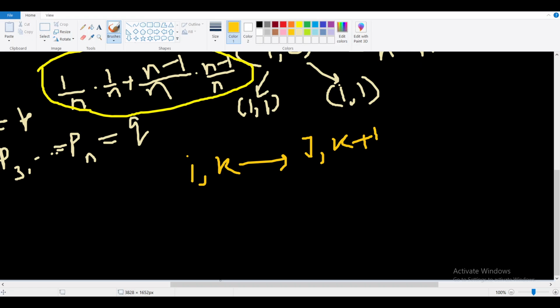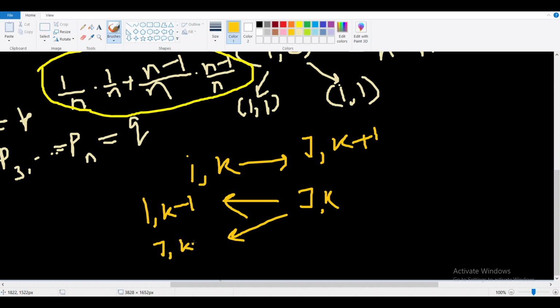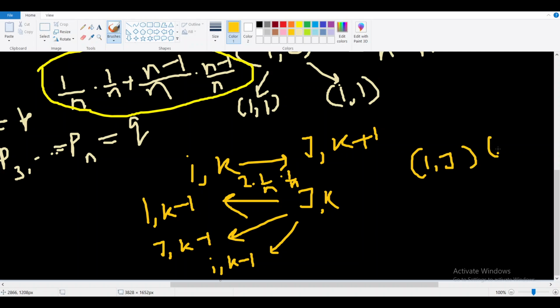So I'm back now. We are at some state, let's say j comma k. From where can we arrive at this state? We can arrive from 1 comma k minus 1, from j comma k minus 1, and from anything other than 1 and j, i comma k minus 1. The probability from 1 comma k minus 1 to j comma k is 2 into 1 by n into 1 by n. I have told you, this possibility is when we choose 1 comma j and j comma 1.